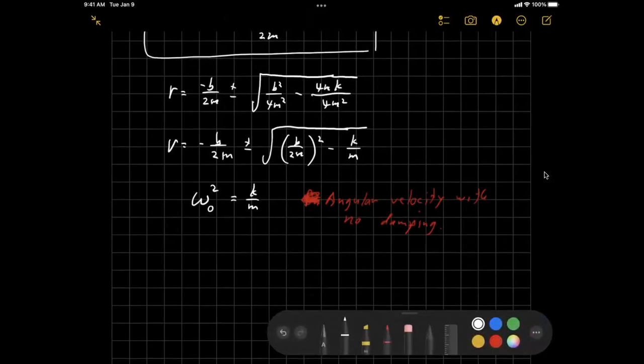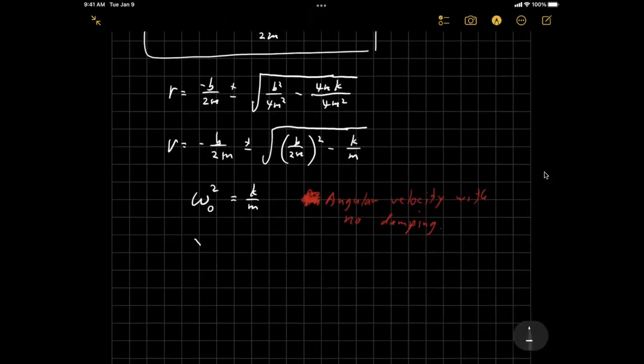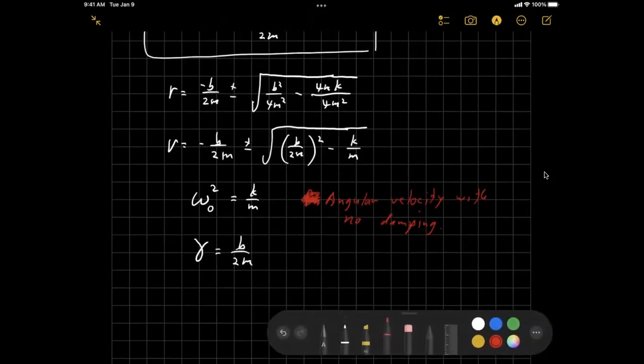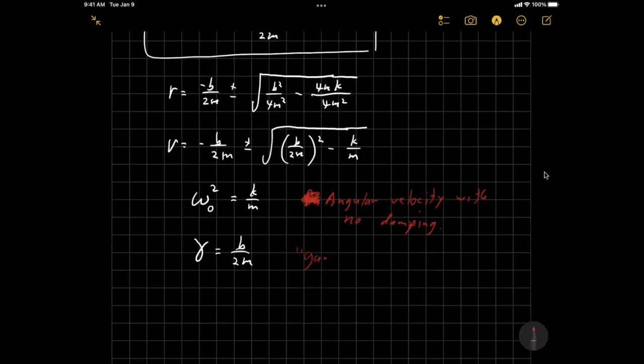And b over 2m showed up twice. So we're going to give it a new name called gamma. It's the Greek letter gamma, and that will be b over 2m. And that is the decay constant. We'll see why it's the decay constant as we work through the math.